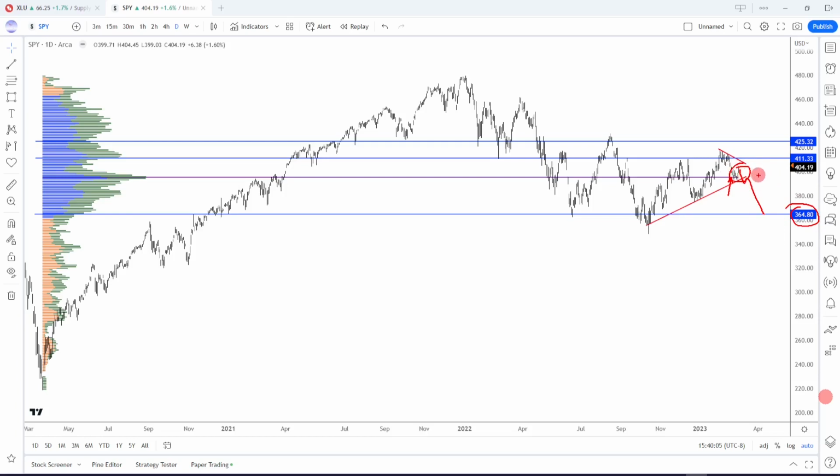But I won't go and chase this move for a swing long until it could get above this 410 and do a little bit of a backtest. Then I'd be looking at a swing long up to the 425. So that's a big picture look for potential swing trades.